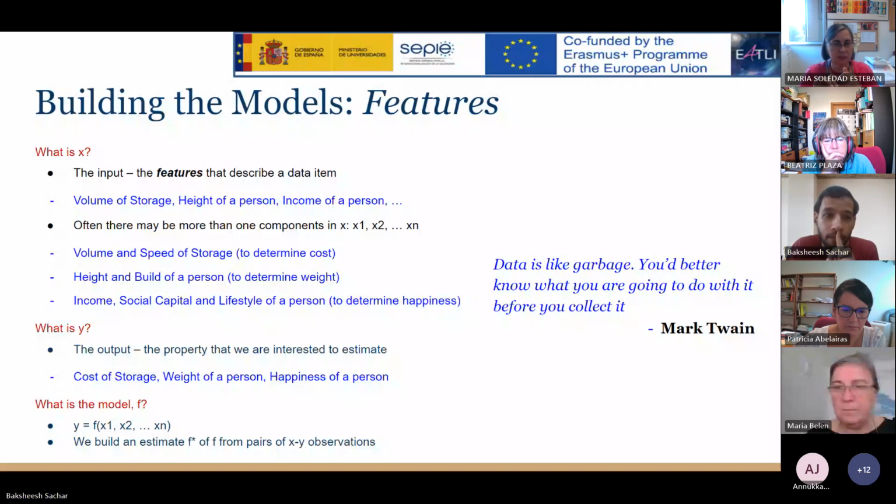For example, the height and build of a person can be used to determine weight. A lot of us would also have heard of the term BMI, body mass index.